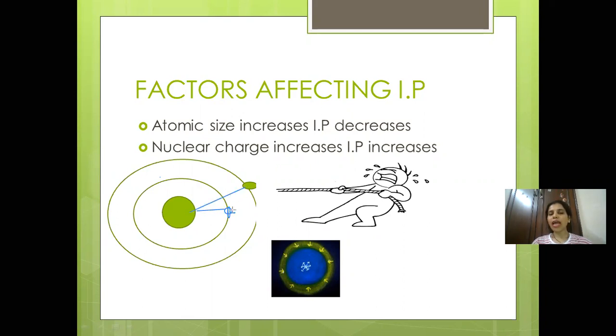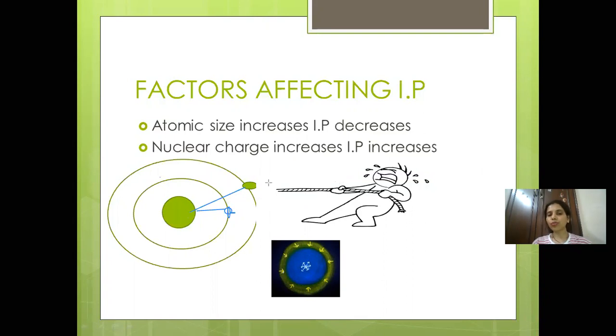So what will happen to the IP if the atomic size is increasing? Compare an electron in the first shell with an electron in the outermost shell. Here you can see the nucleus is pulling this electron, and the energy which is required depends on that pull. If the inward pull is more, we will have to apply more energy to remove the electron.